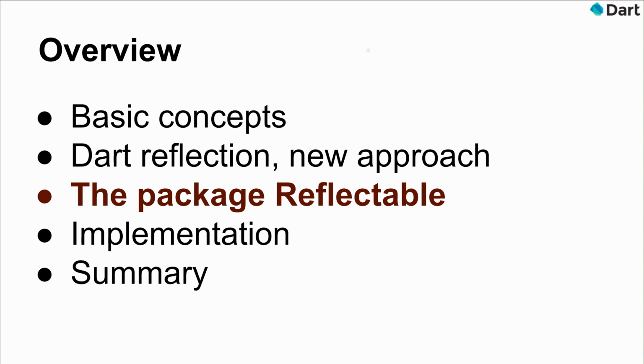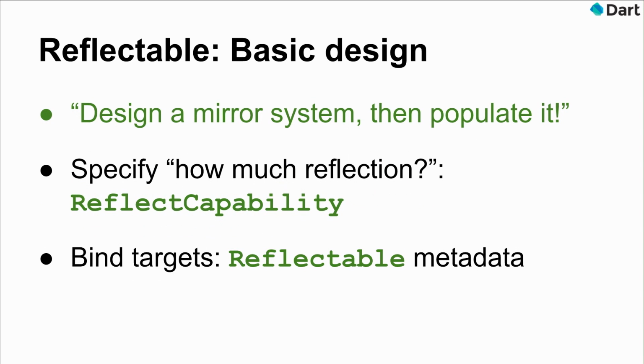So the package itself, how does it look and how do you use it? You need to think in two steps here, because this is about mirror systems that you're tailoring for your particular purpose. So the first step is to design a mirror system that has the suitable level of support for reflection. And how do you do that? Well, we have this reflect capability class.